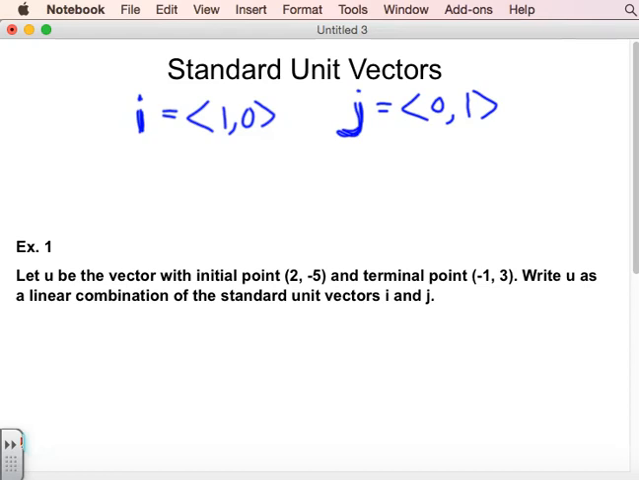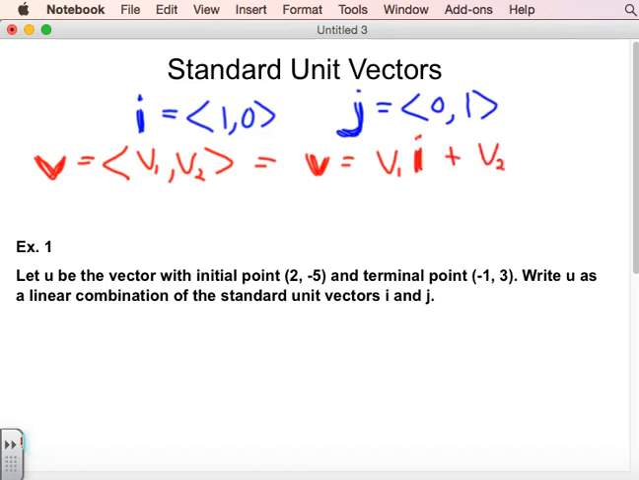And the cool thing about those is that we can use them to represent any vector. So if I have some random vector, vector v, and its value is v1, v2, we can write that vector using the standard unit vectors. We can say that vector v equals v1 times the i vector, plus v2 times the j vector.